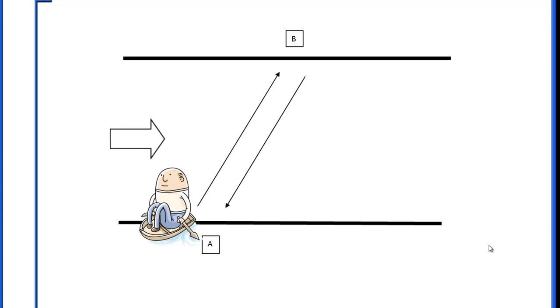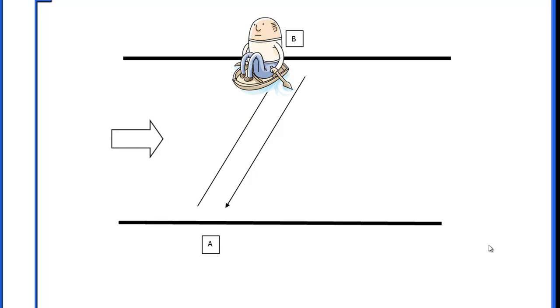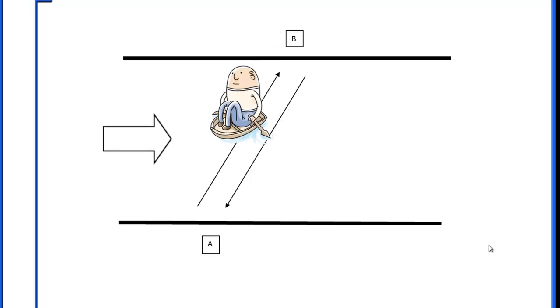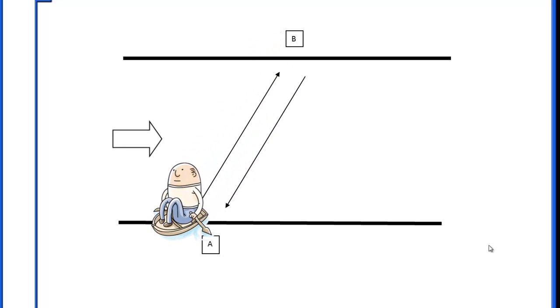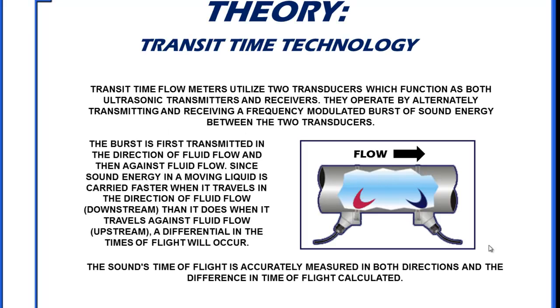So let's review that again. When he goes with the current, he goes across the river very fast. We monitor how long it takes. When he comes back across the river, it takes him a longer period of time. The differential between the time across and the time back is a coefficient we derive to use how fast the river is flowing. So the faster the flow rate, the greater the differential. And so in using this theory, we're going to use this with an ultrasonic transit time flow meter.